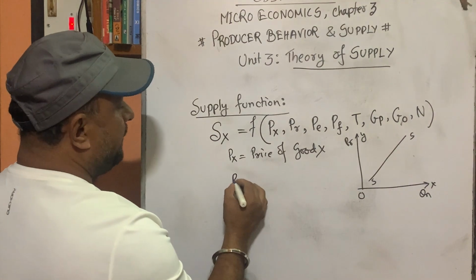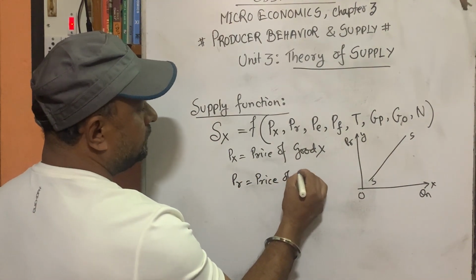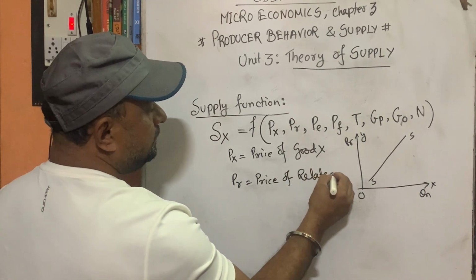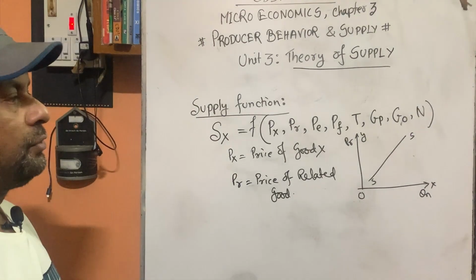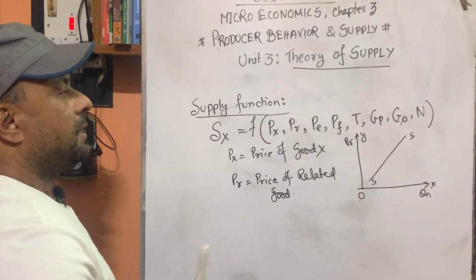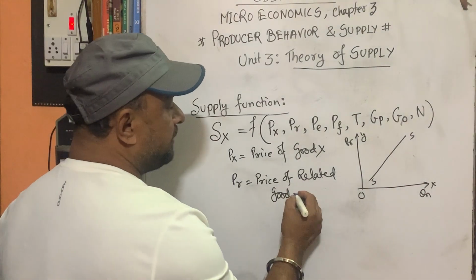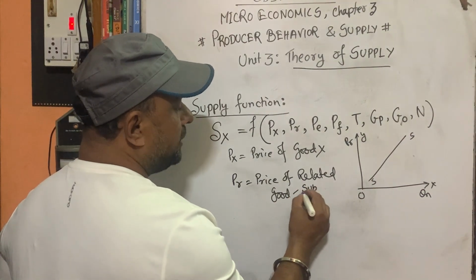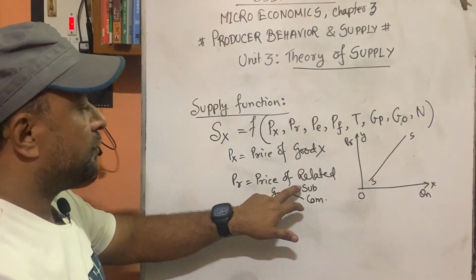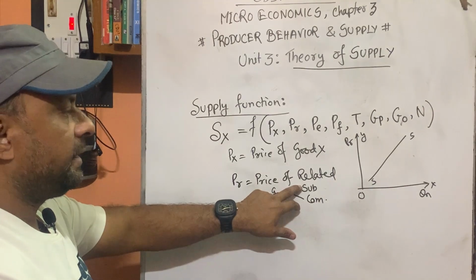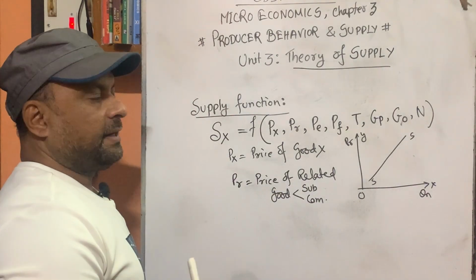Second factor is price of related good. Related good means complementary and substitute good. In demand also you learned the same thing. In related goods there are two types. One is substitute good, another is complementary good. Substitute good means goods where we can use one instead of another. Complementary good means those goods which we can use simultaneously.